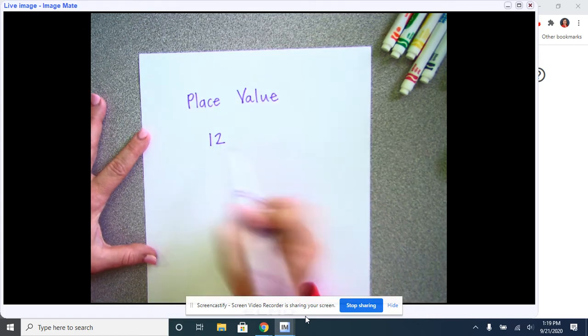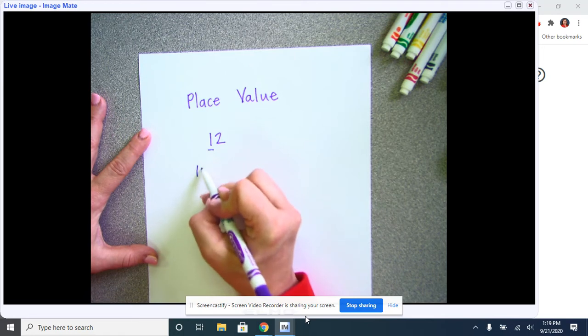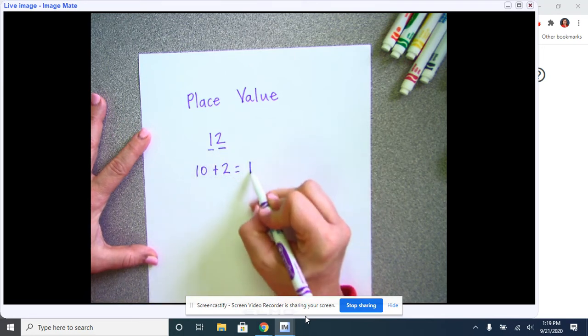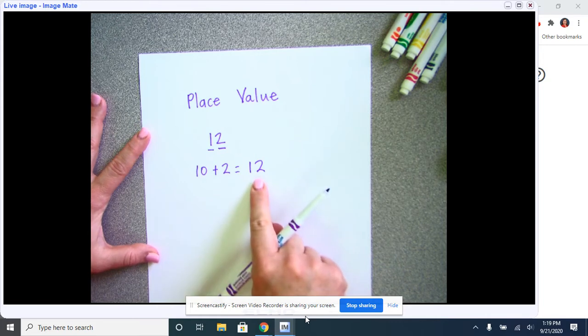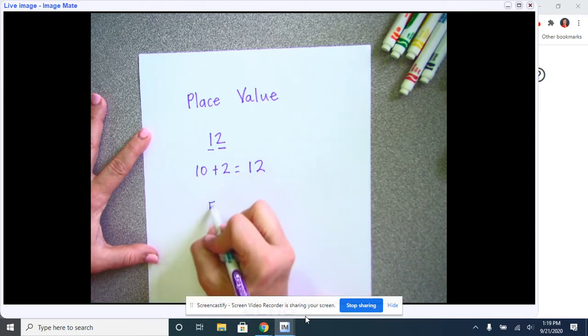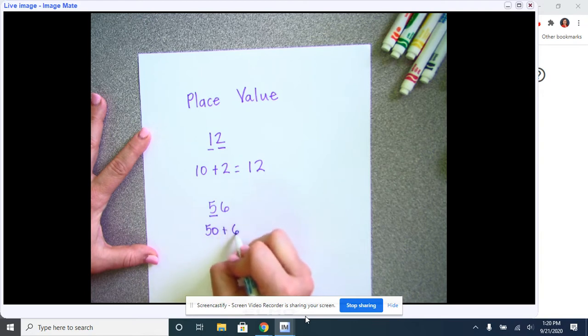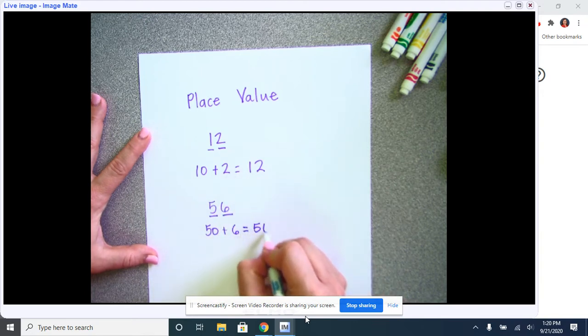the place value is that the 1 is worth 10 and the 2 is worth 2. And if I add them together, I get 12. All right, the place value here, the 5 is worth 50 because the 5 is in the tens place. And the 6 is worth 6 because it is in the ones place. Now add those back together and I get 56.